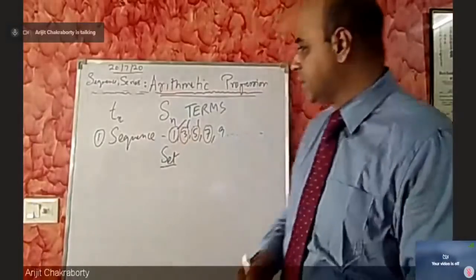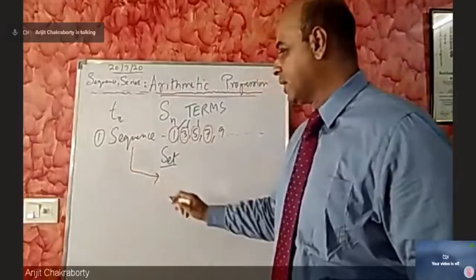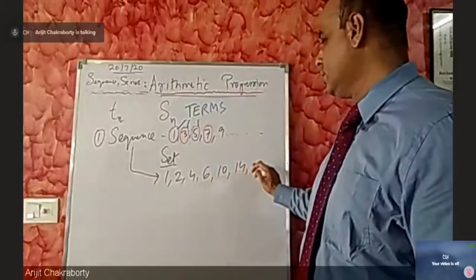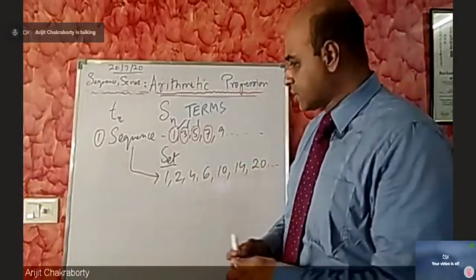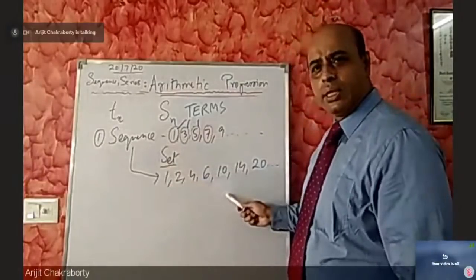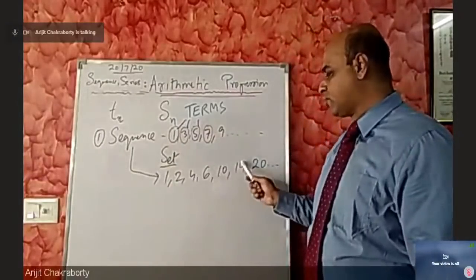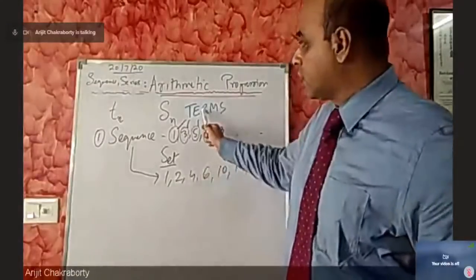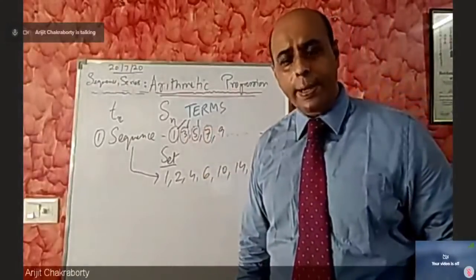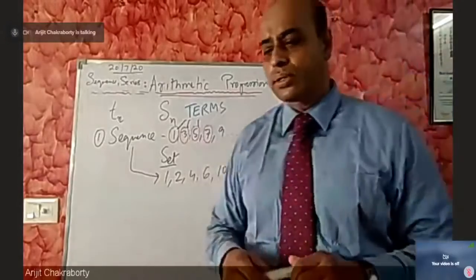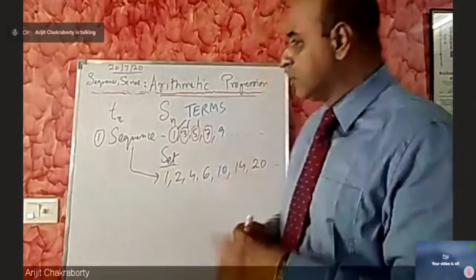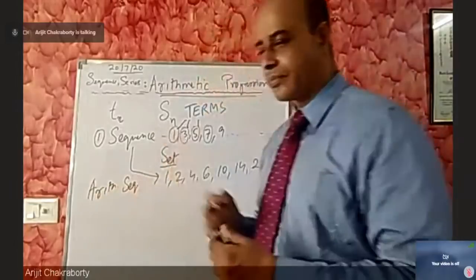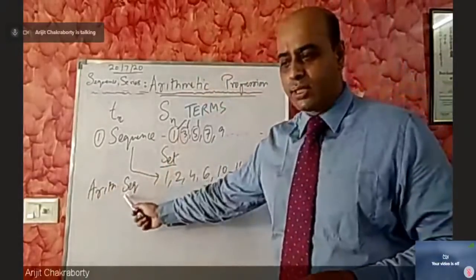If I write another sequence, let it be 1, 2, 4, 6, 10, 14, 20. This could be another sequence. Here 2, 4, 6, 10, 14, 20 and so on, these numbers constitute the terms. And when we talk of sequences, there is something which is called an arithmetic sequence.